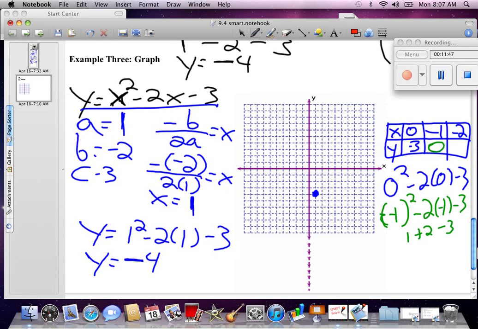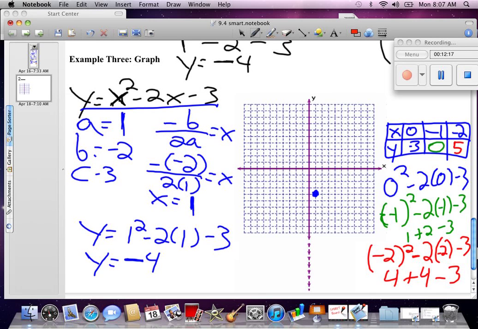So the next one I'm going to do negative 2 squared minus 2 times a negative 2 minus 3. All I did is instead of an x for what's in parentheses, I put a negative 2. Negative 2 times negative 2 is 4. So I have 4 plus 4 minus 3. 4 plus 4 is 8, minus 3 gives us 5.